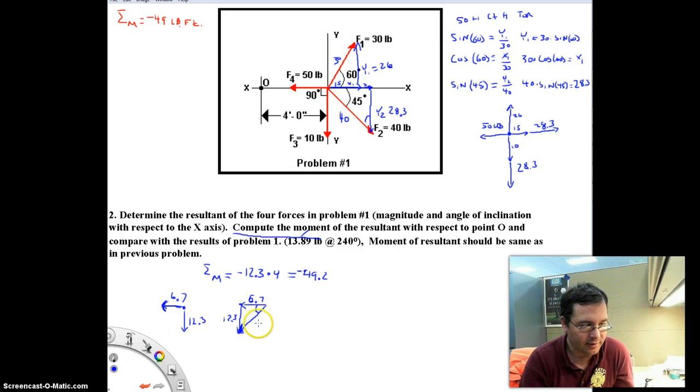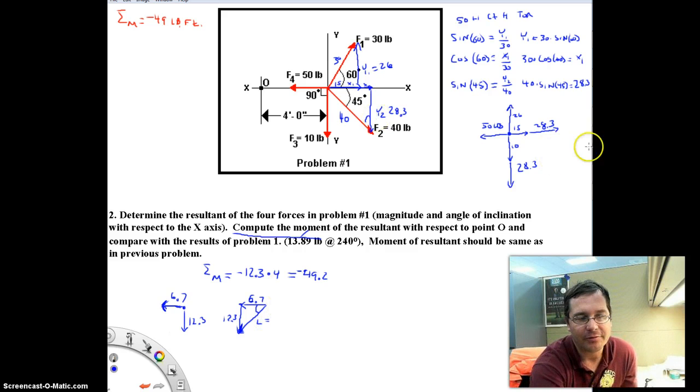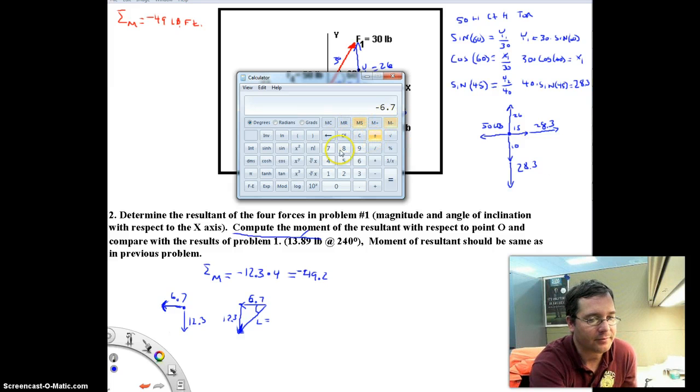So the length, I'll just put it as L, is 6.7 squared plus 12.3 squared by the Pythagorean theorem. Actually, I can just square this negative 6.7 because it'll become positive during the squaring process, plus 12.3 squared. Okay, so that is equal to the square of L. So now if we take the square root of that, that'll give us the force L, which is very, very close to 14 pounds.